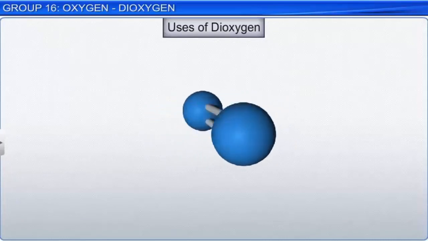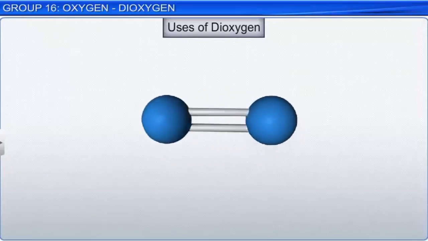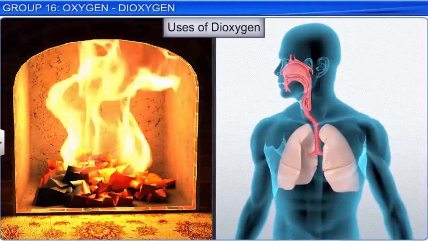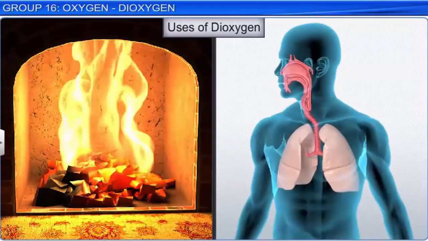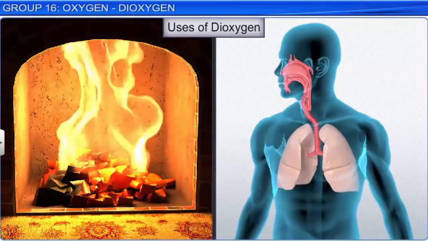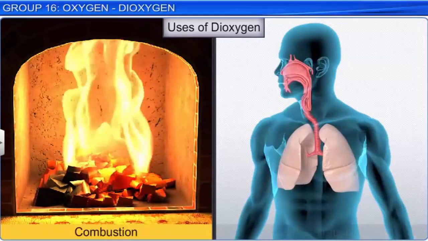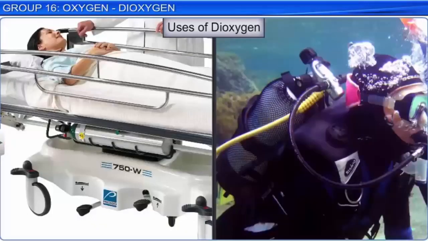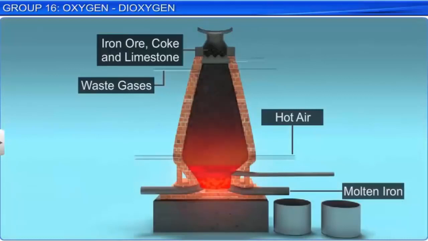Now let's look at the uses of dioxygen. The main importance of dioxygen lies in its support to vital processes, such as combustion and respiration. Dioxygen mixed with carbon dioxide or helium is used for artificial respiration. It is used in the manufacture of many metals.